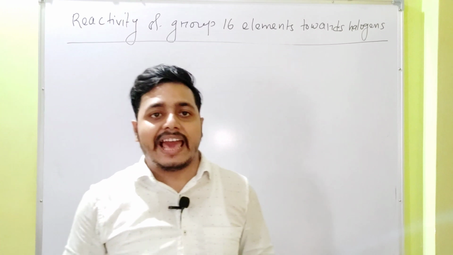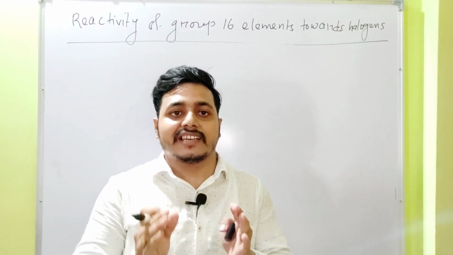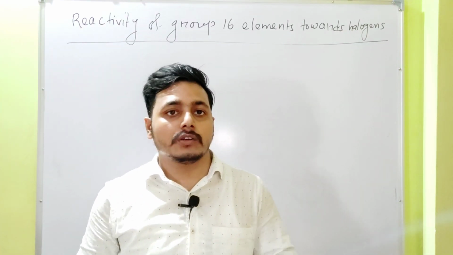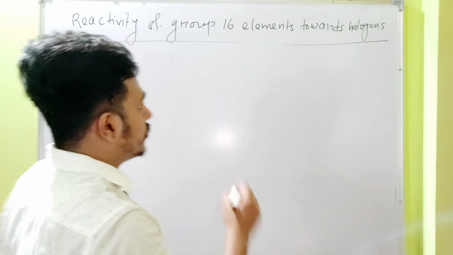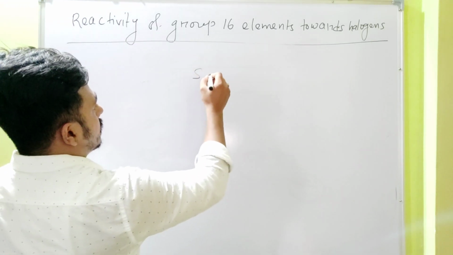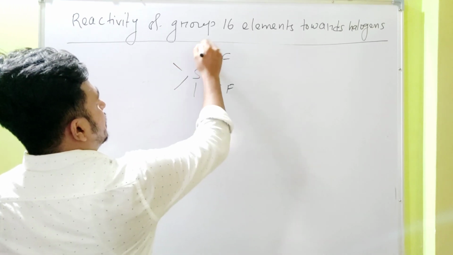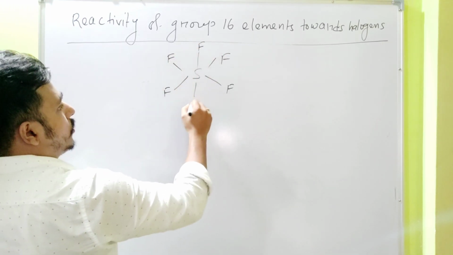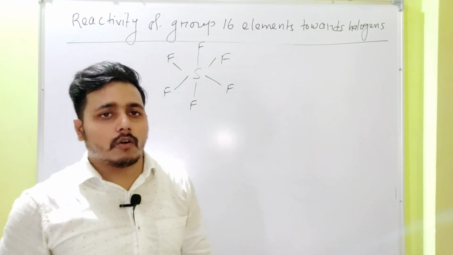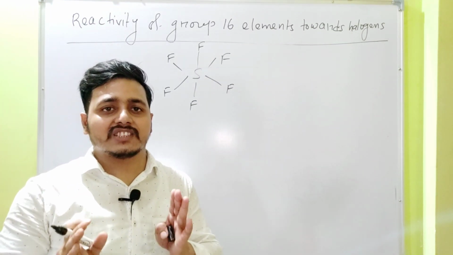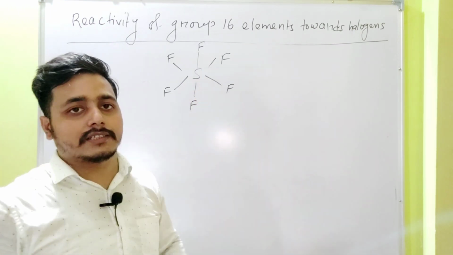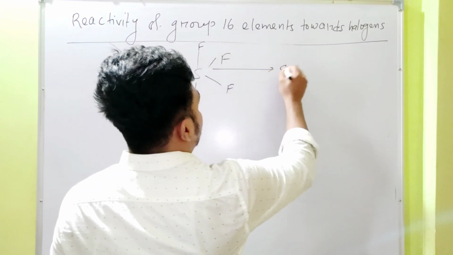So in hexafluorides, the central atom is bonded to 6 fluorine atoms, is it not? Suppose sulfur, it is bonded to 6 fluorine atoms. So what is the hybridization of sulfur? It is sp3d2.